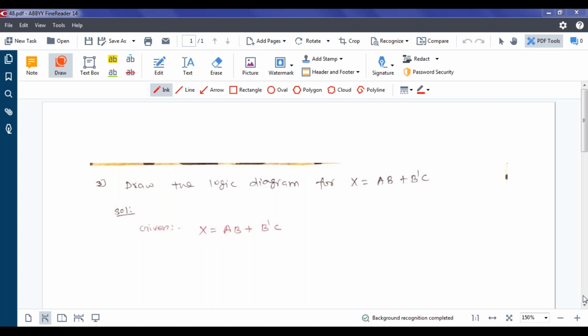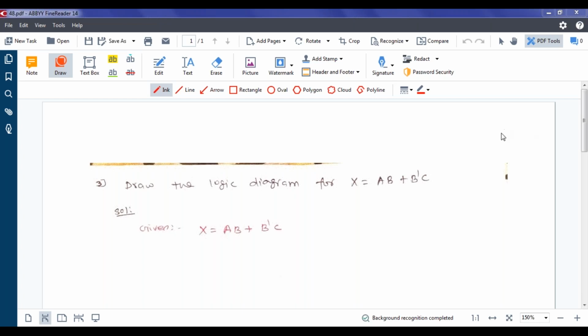Sir, first A and B we need to put in AND gate, sir. Okay, fine. Next, ma? B bar C, first B bar we need to put in NOT gate and connect with the AND gate, sir. Then we need to connect AB and B bar C in the OR gate, sir. Yeah, super, ma, super. This is the correct answer. Okay, ma. Thanks for your response.